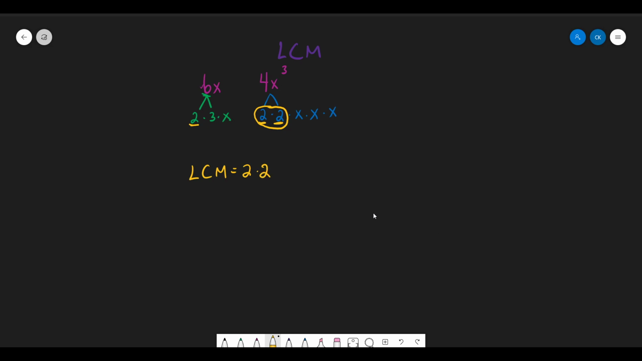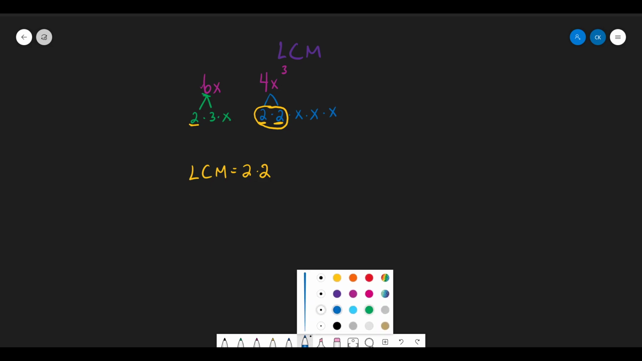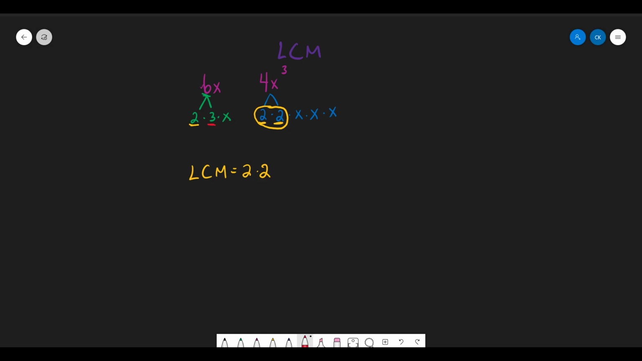And again, like I said, I'm taking the 2 2's because 2 2's is greater than 1 2. I'm always going to take the greater amount. So I'm taking the 2 2's rather than the 1 2. Then I'm going to move on to the next number. I'm going to look at the 3 here. So in the 6x, we have a 3. We have 1 3. And in the 4x to the third, I have no 3's.